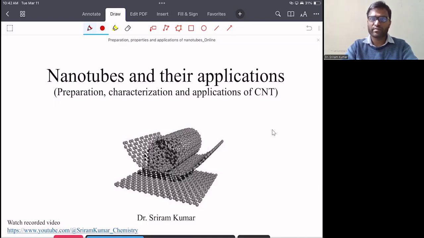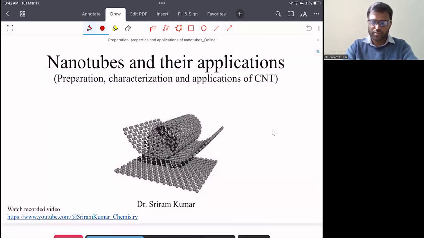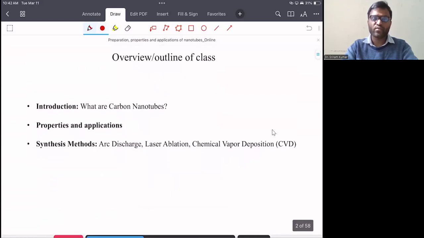Today we are going to learn carbon nanotubes and their applications. So in this class, we are going to learn what carbon nanotubes are, what the key and important properties of carbon nanotubes are, and based on their properties, where we can use these carbon nanotubes, that is, the applications of carbon nanotubes.